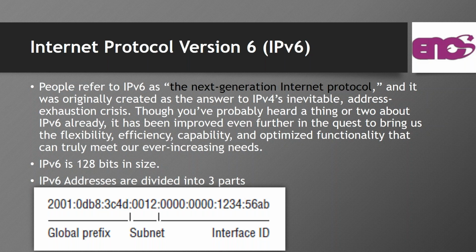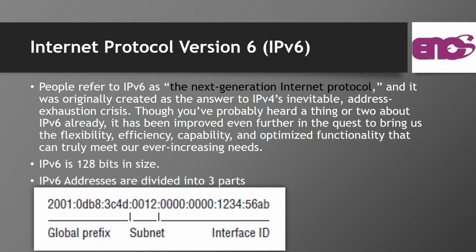Then after a while, they saw that IP version 4, even with the NATing and private or public addresses, was getting exhausted. So what they did was to go back to their labs and design a new IP addressing scheme called IP version 6. So it is called a next generation internet protocol.